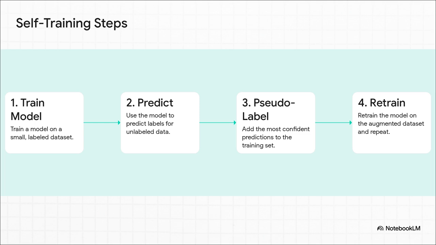Now here's the really clever part. The model doesn't trust all its answers. It only takes its most confident predictions, the ones it's, say, 99% sure about, and adds them to its notes as if they were true. We call these pseudo-labels. Then it just retrains itself on this slightly bigger set of notes, and it repeats the process, getting a little bit smarter each and every time.